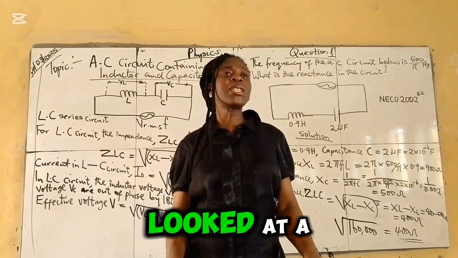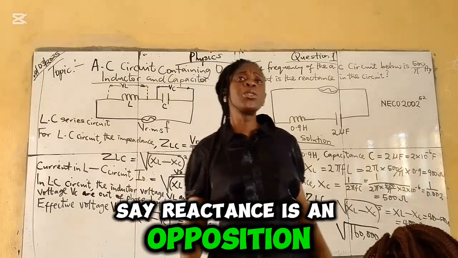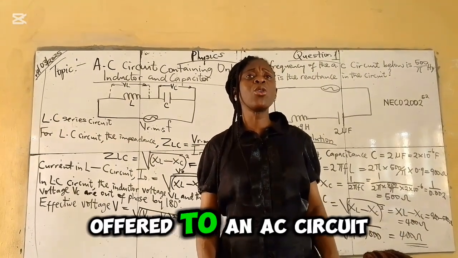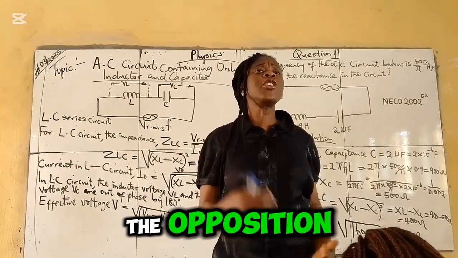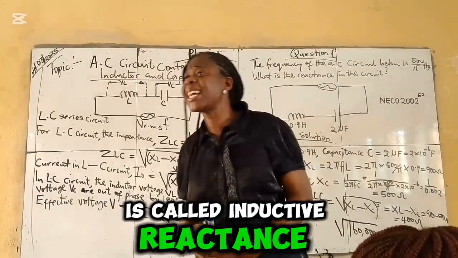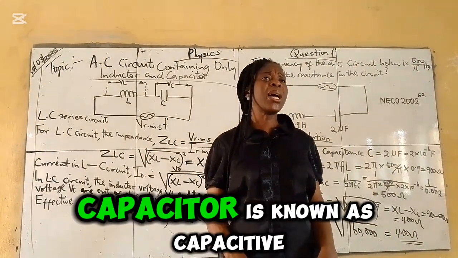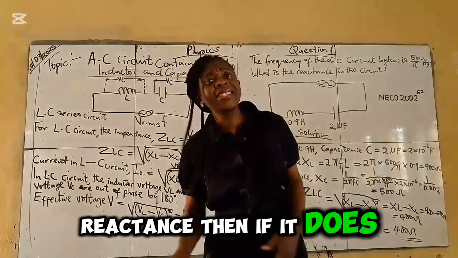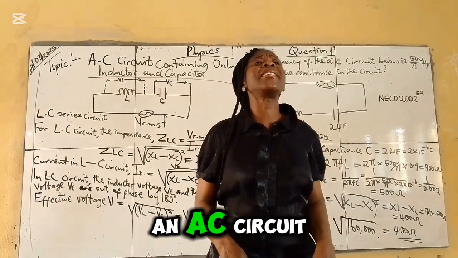In our previous class, we looked at impedance and reactance, and we said reactance is an opposition offered to an AC circuit. When the opposition is done by an inductor, it is called inductive reactance. When the opposition to an AC circuit is done by a capacitor, it is known as capacitive reactance. Then impedance is the overall opposition to the flow of an AC circuit.